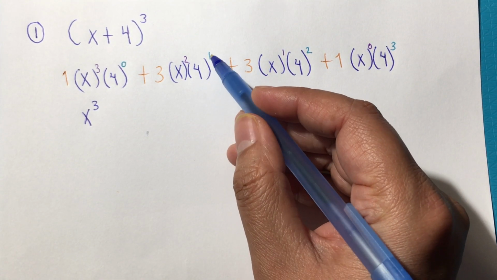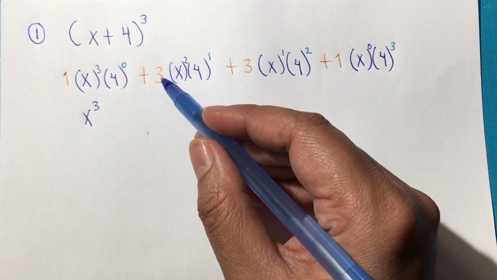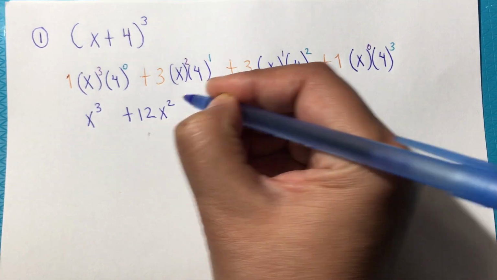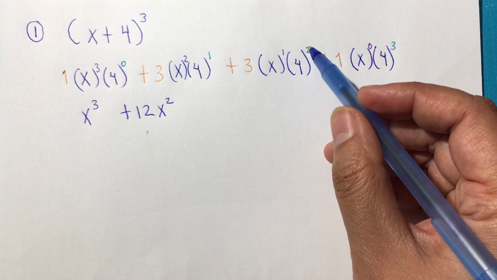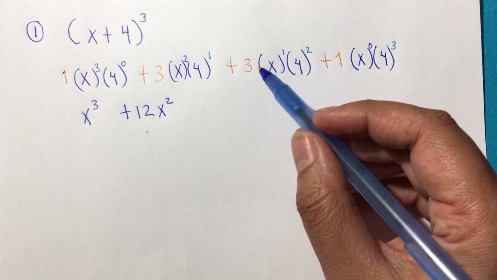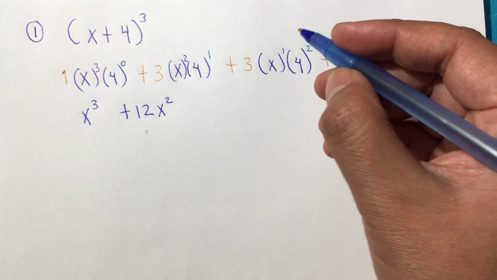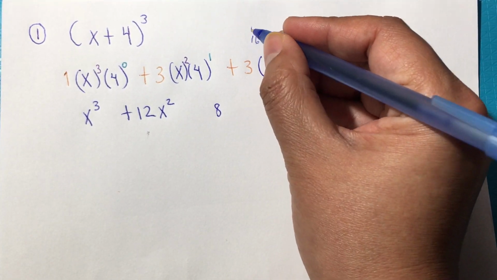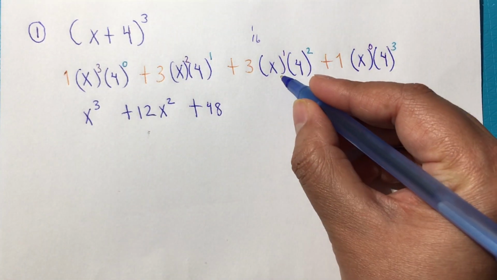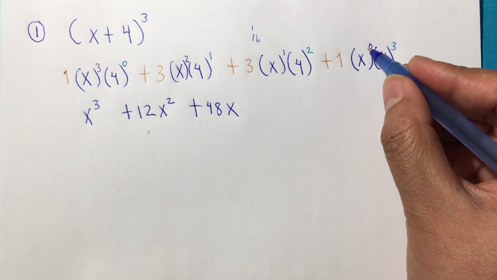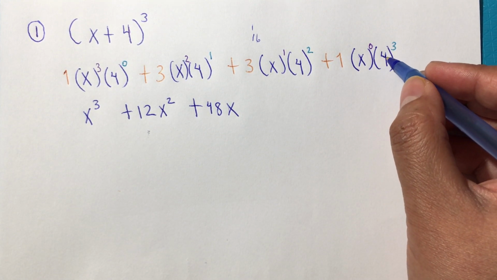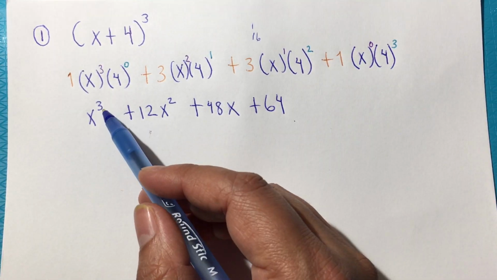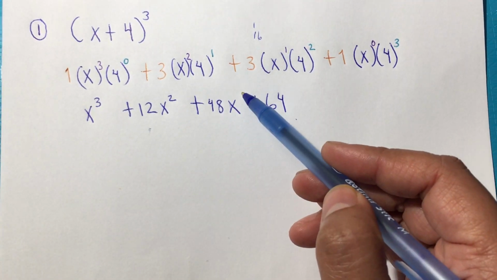In here, 4 to the first power is 4. 4 times 3 is 12. And so it's plus 12, and we just have x squared. On this one, we have 4 squared, which is 4 times 4 is 16. 16 times 3, you can use your calculator or multiply in here. 3 times 6 is 18, carry 1. 3 times 1 is 3, and 1 is 4. And we just have x. And finally, x to the 0 is 1, times 1 is 1. And 4 times 4 is 16, times 4 is 64. And that'll be all. You notice again, the exponent is 3, so 3, 2, 1, 0.